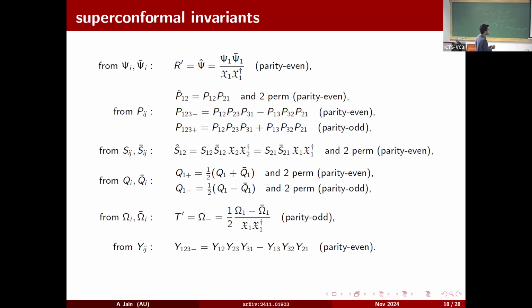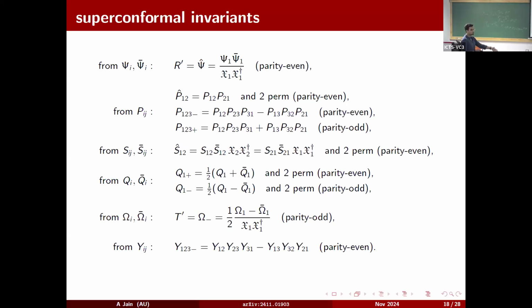Similarly, we also built S hats, and what else did we make? We had a Q, right? But now we can make Qi plus and Qi minus. Basically, what happens in the superconformal case: Q and Q bar was the same structure in the conformal case. In the superconformal case, this is the Q structure. This actually is a purely Grassmannian structure, Qi minus, and incidentally, it's also parity odd.